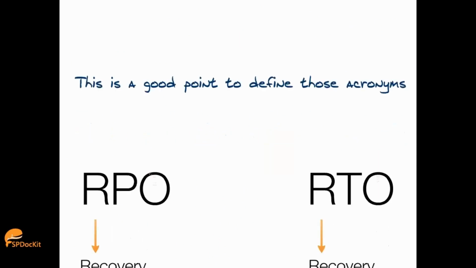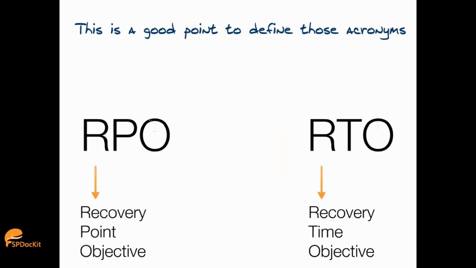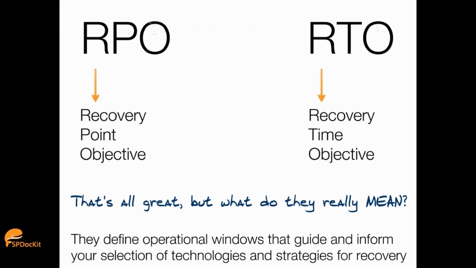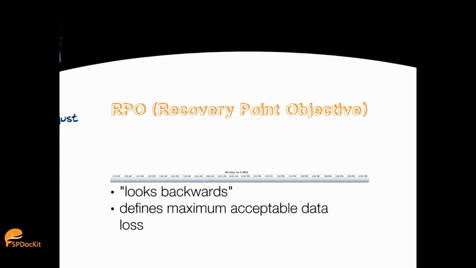RPO is what's called a recovery point objective. RTO is a recovery time objective. You're probably thinking, hey, that's great, but what do they actually mean? Well, they define operational windows that guide and inform our selection of technologies and strategies for recovery. So what does that actually mean? Well, examples are often the easiest way to get into this, so let's just launch into it.